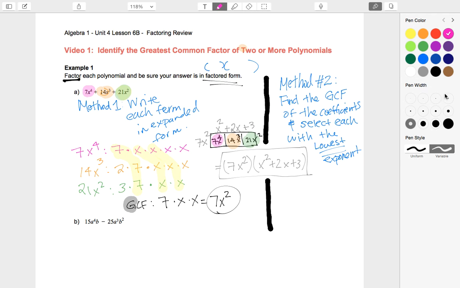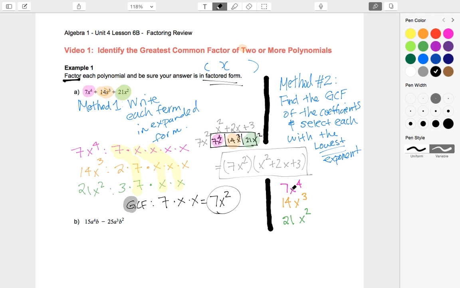So let's just say that I have here again, I write down 7x to the fourth, I write down 14x cubed, and then I write down 21x squared, right? Because those are all the terms that I got from my original problem. Now I want to find the GCF in a faster way.